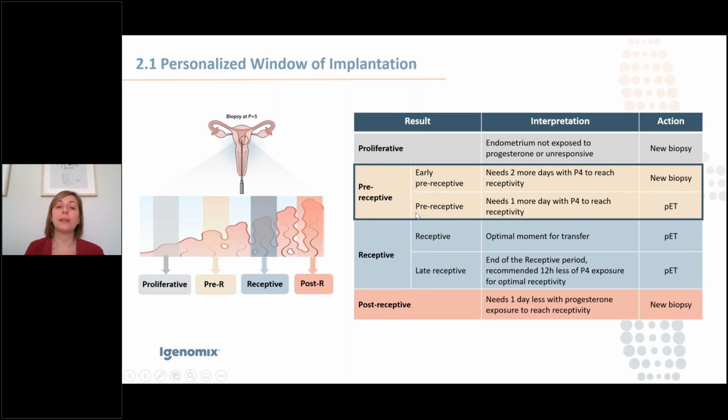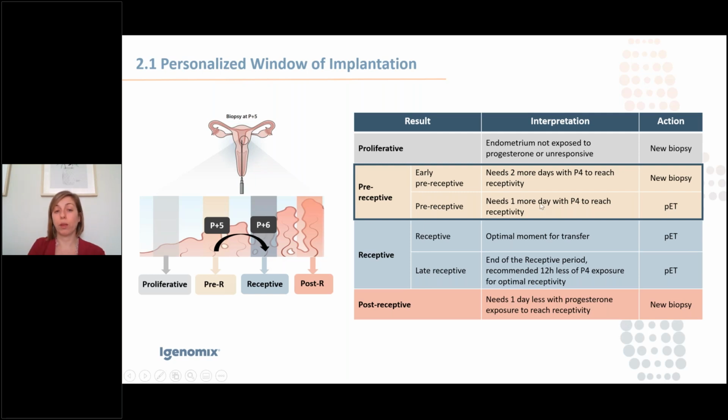Or it could happen that the result is pre-receptive, but the endometrium needs just 1 more day with progesterone exposure to reach receptivity. And in such a case, we are going to recommend directly the personalization of the embryo transfer by adding 1 more day with progesterone exposure. In this case, you can see the early pre-receptive scenario. We will recommend a second biopsy at P+7. And here we will recommend the personalized embryo transfer at P+6, because it is needed just 1 more day with progesterone.